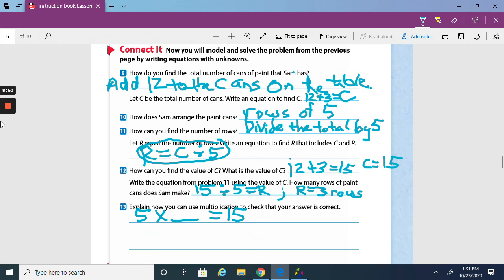I can count by 5s until I get to 15, and that will tell me what number goes in this blank. So let's count by 5s. 5, 10, 15. So I had to count by 5s 3 times. 5 times 3 is 15. So I know that my answer is correct because that's what I got up here, that R equals 3.